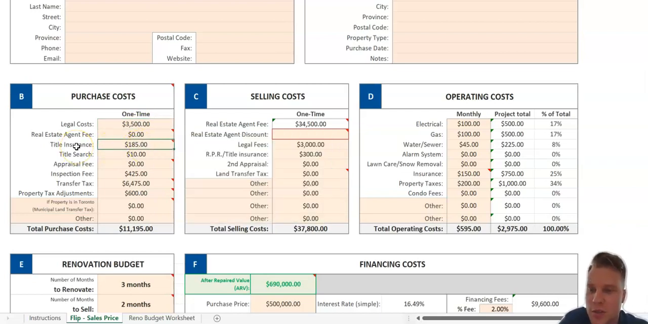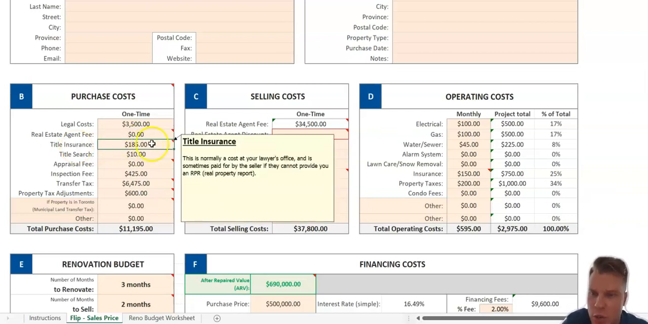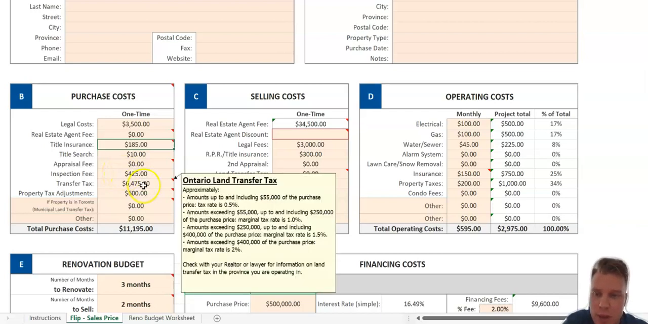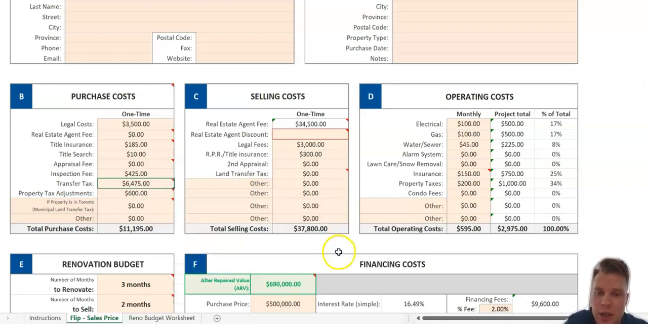It's industry practice for all lenders to have title insurance, so that runs you just under $200. Title search, inspection fee if you choose to get an inspection done on the property, and land transfer tax, which obviously all properties have baked into them, and this will change and vary depending on what your purchase price is.